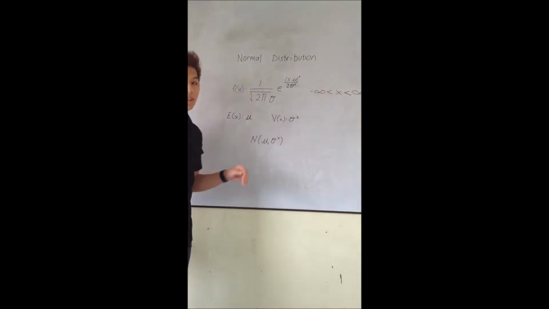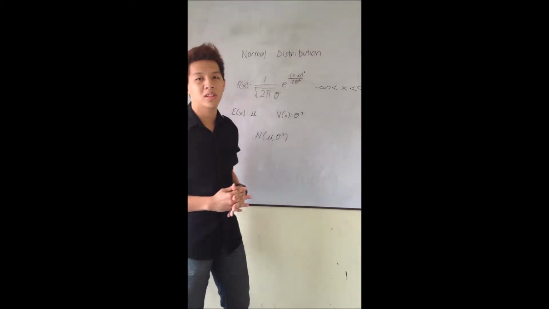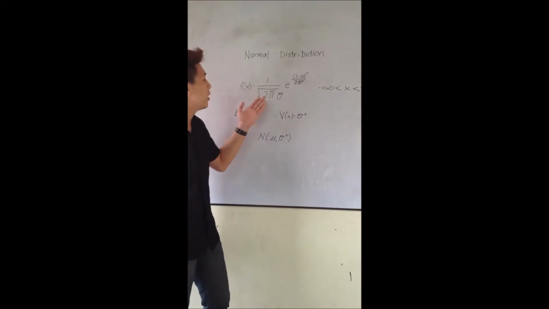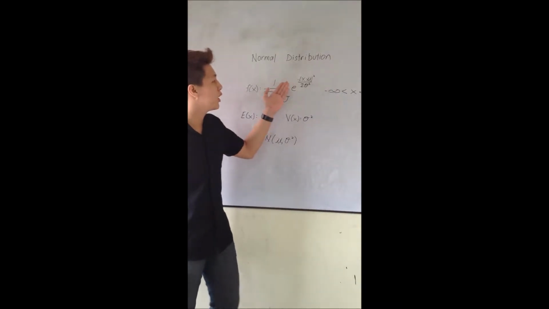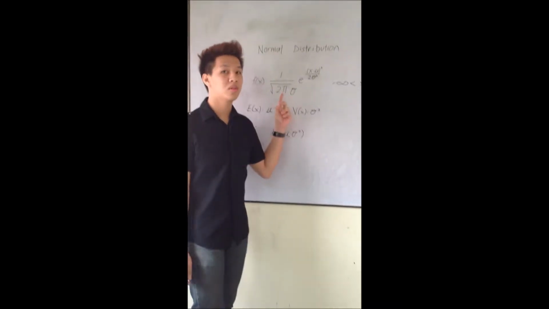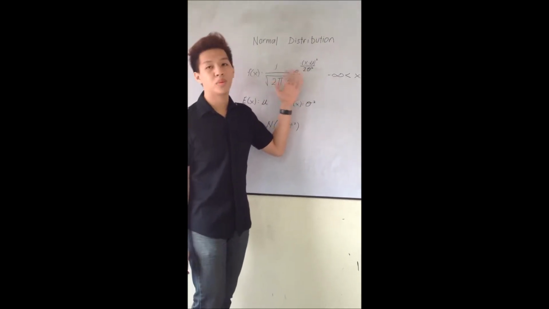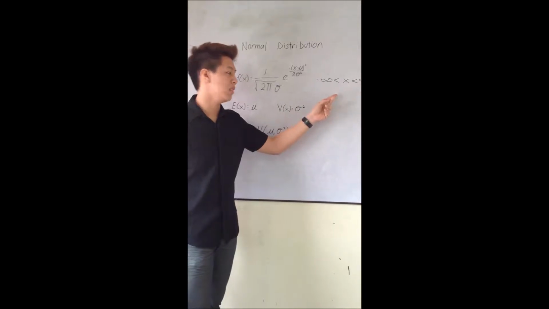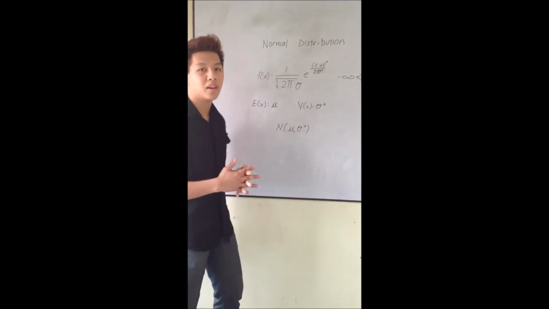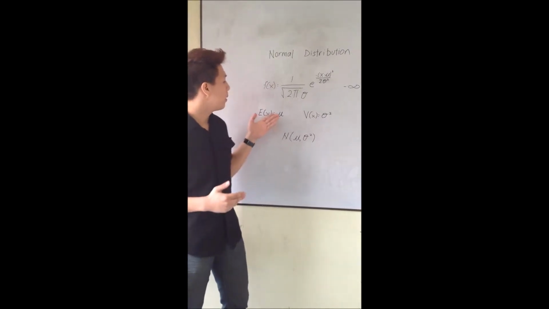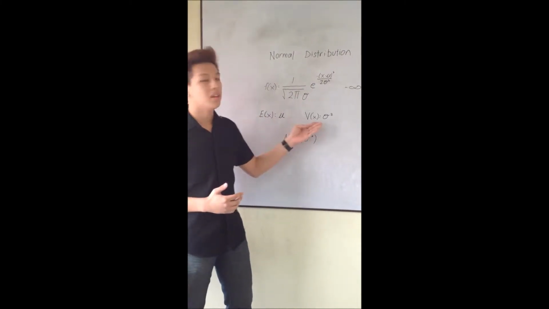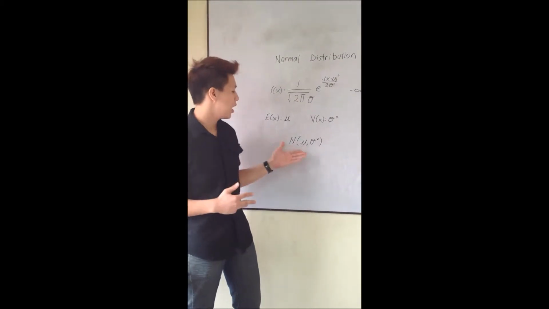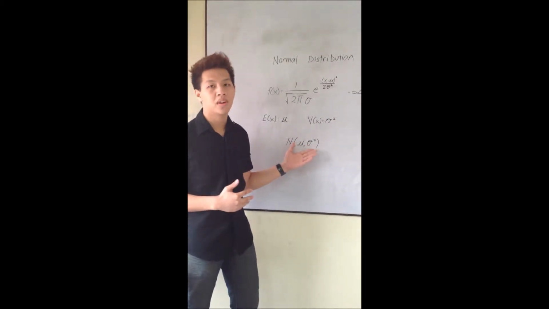So, the normal distribution has a probability density function of f(x) equals 1 over square root of 2 pi sigma times e raised to the negative (x minus mu) squared over 2 sigma squared, with x being from negative infinity to positive infinity. It is determined by the mean, which is mu, and the variance, which is sigma squared. The notation for the variable is N of mu and sigma squared.